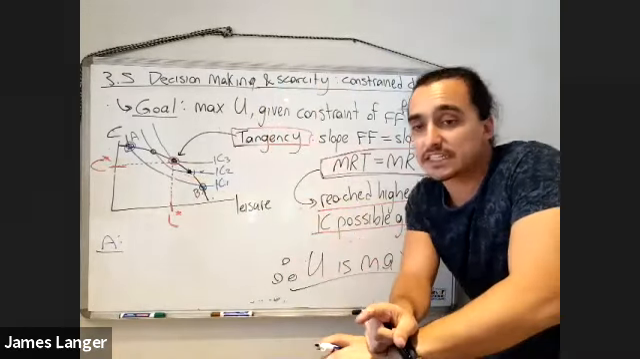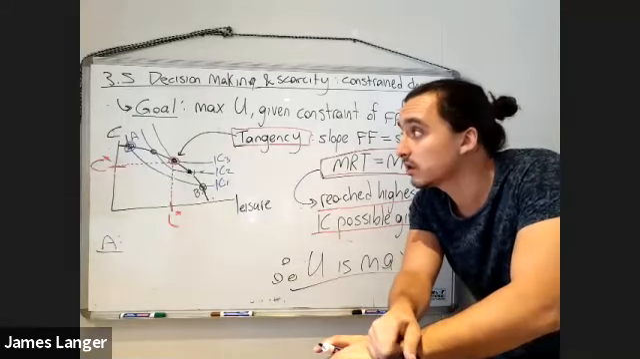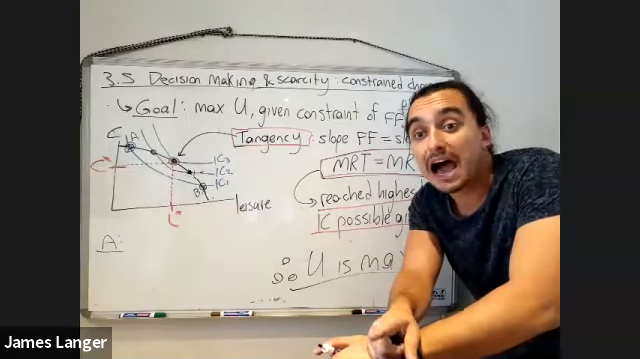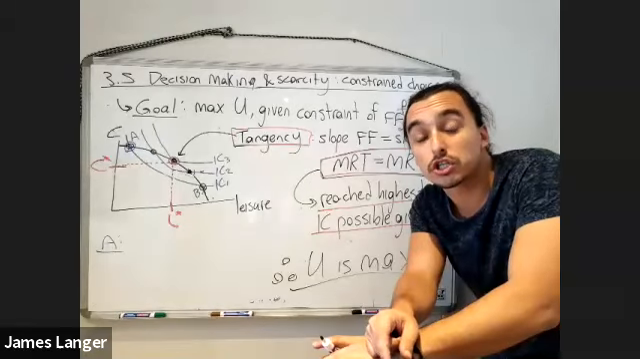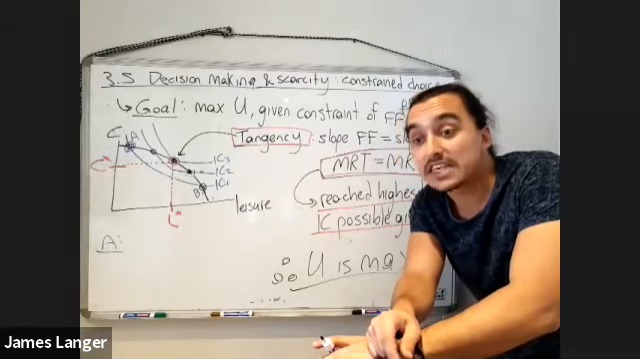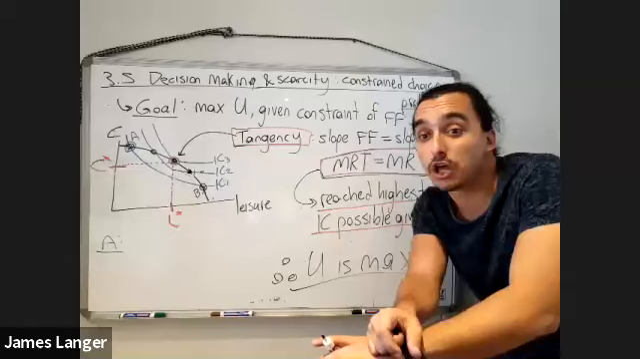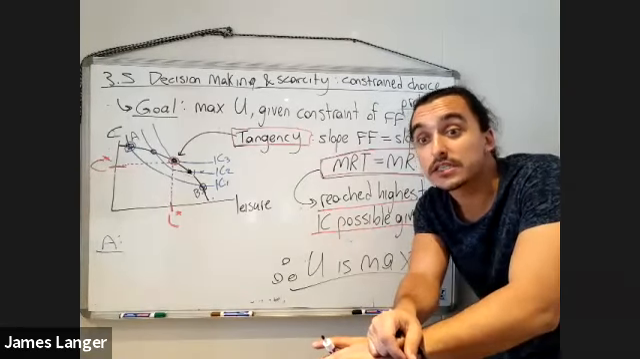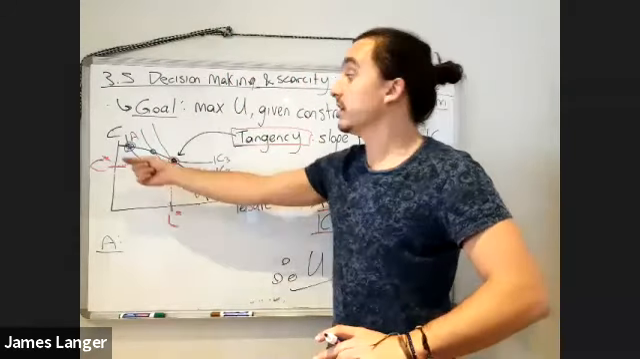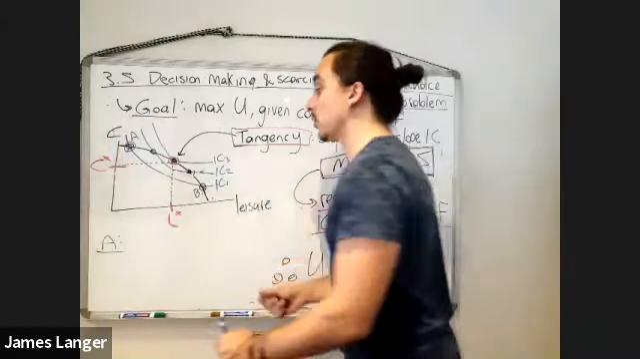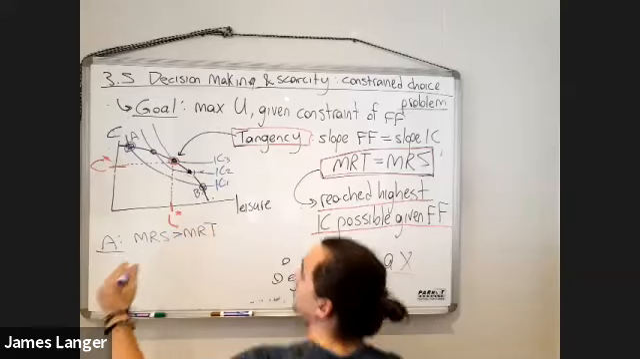First of all, just answer me this. Is the MRS greater than the MRT, or is the MRT greater than the MRS? Which one's greater, MRS or MRT? Anyone? How would you figure that out? So what we're going to do is look at the slopes at point A. Is the absolute value of the slope of the indifference curve greater than the absolute value of the slope of the feasible frontier? And the answer is yes, it is. We can see that the indifference curve is steeper than the feasible frontier, right? So we know that the MRS is greater than the MRT, okay?